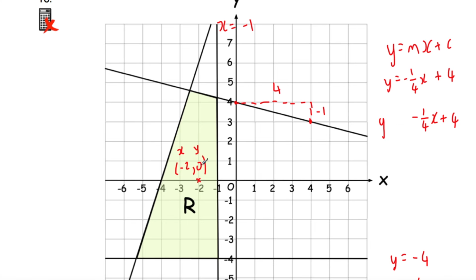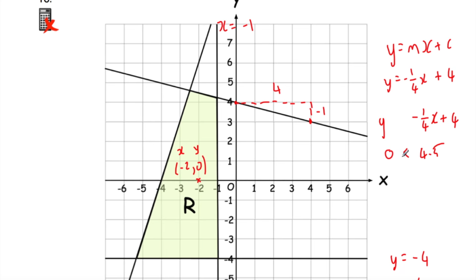So here y, that's 0, so 0. And here -1/4 of x, well, -1/4 of -2. Well, we've got a negative and a negative, so that's going to be a positive. And 1/4 times 2 will be 1/2, so that's going to be 1/2. And then plus 4 would be equal to 4.5. So that's equal to 4.5.